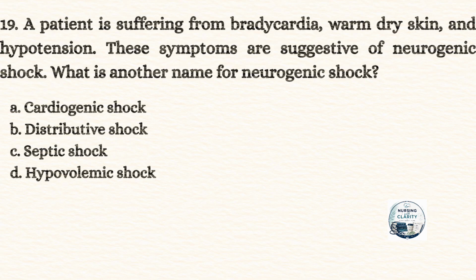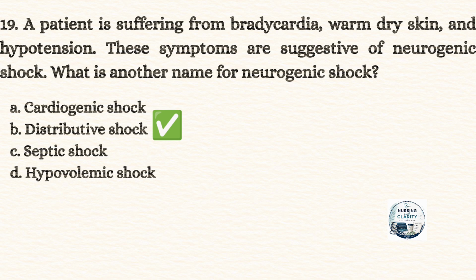19th question. A patient is suffering from bradycardia, warm dry skin, and hypotension. These symptoms are suggestive of neurogenic shock. What is the other name for neurogenic shock? A. Cardiogenic shock, B. Distributive shock, C. Septic shock, D. Hypovolemic shock. The correct answer is B. Distributive shock.